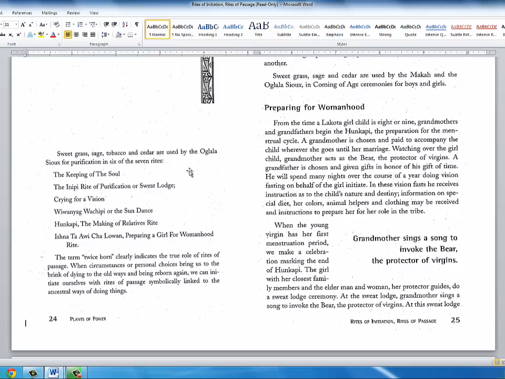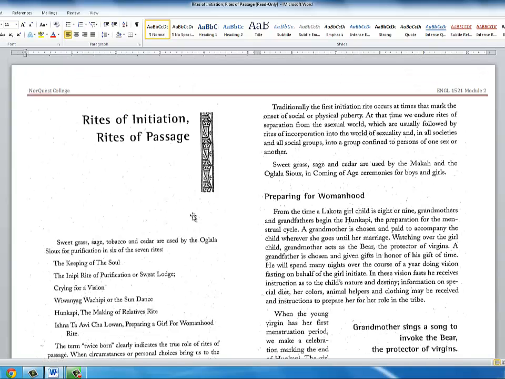The term born twice clearly indicates the true role of rites of passage. When circumstances or personal choices bring us to the brink of dying to the old ways and being reborn again, we can initiate ourselves with rites of passage, symbolically linked to ancestral ways of doing things. Traditionally, the first initiation rite occurs at times that mark onset of social or physical puberty. At that time, we endure rites of separation from the asexual world, which are usually followed by rites of incorporation into the world of sexuality and, in all societies and all social groups, into a group confined to persons of one sex or another. Sweetgrass, sage, and cedar are used by the Makah and the Oglala Sioux in the coming-of-age ceremonies for boys and girls.